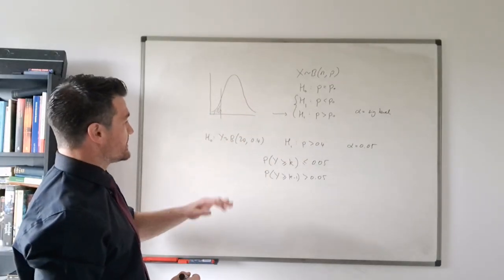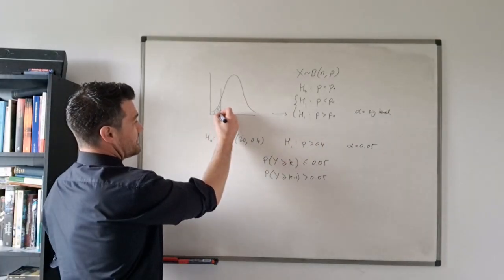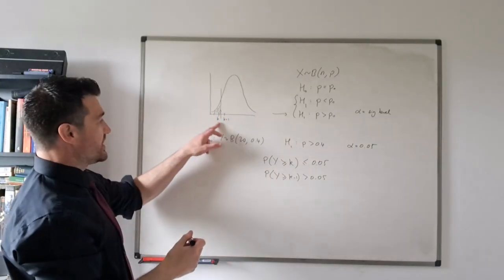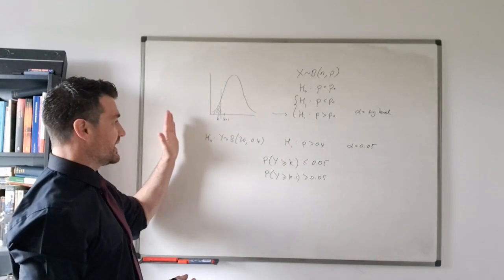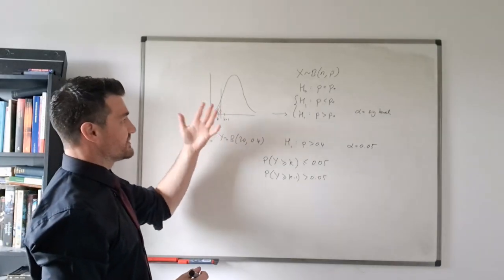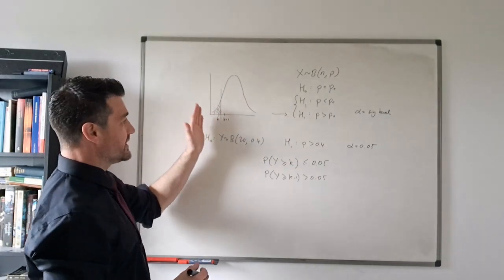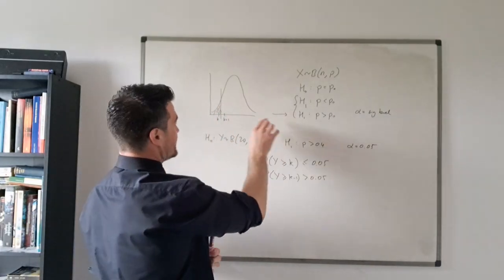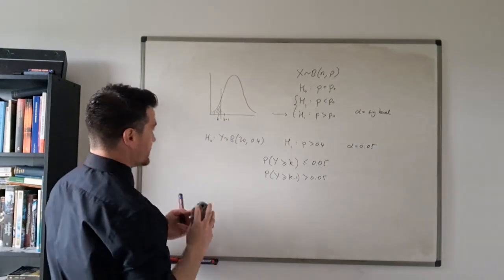Okay, so in that case, k would be here, k plus 1 would be here. That would determine my critical value, and then y is less than or equal to k, or x is less than or equal to k, would determine my critical region. But in this case, we're up at the other end of the distribution.